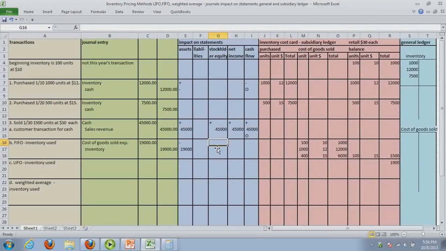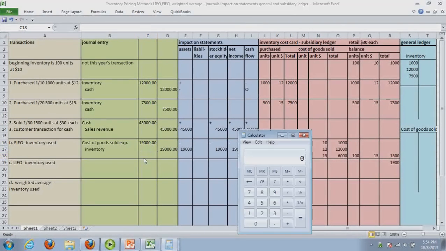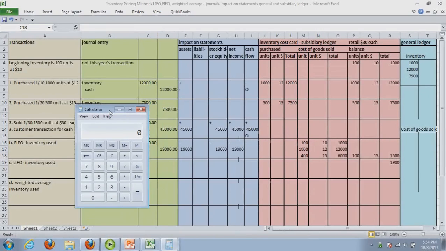Cost of goods sold as a retained earnings account is going to cause retained earnings to go down as an expense by $19,000. And your net income with an expense is going to go down. And there's no cash. Cash happens whenever we purchase and then pay for the goods. So we can see that in this particular situation, our profit, or gross profit rather, on this transaction is the $45,000 retail price minus the $19,000 wholesale price. So we've made $26,000 if we use FIFO.